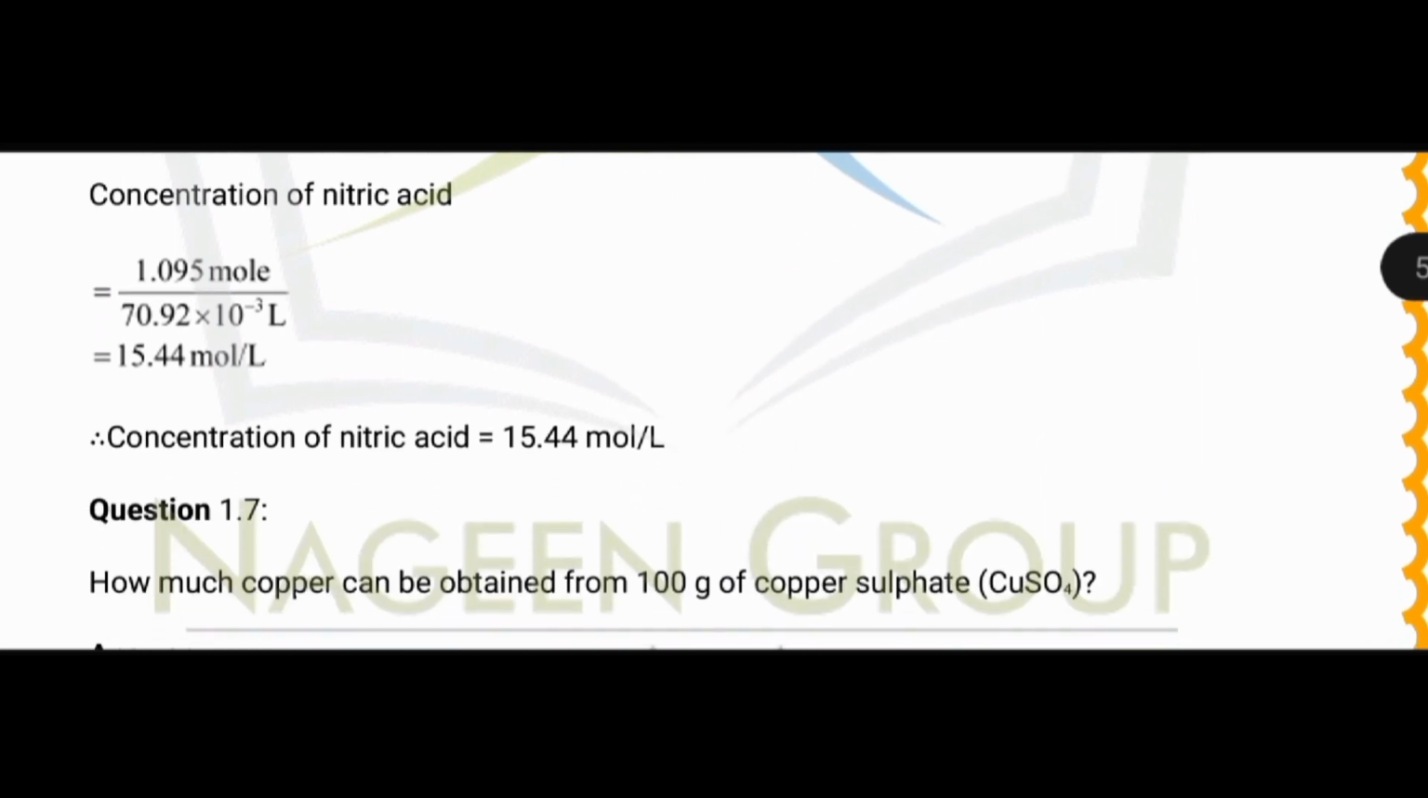So the concentration is moles per liter. So moles is 1.095 and the volume is 70.95 into 10 to the power minus 3, and it comes out to be 15.44 moles per liter. Then this is the concentration of nitric acid.